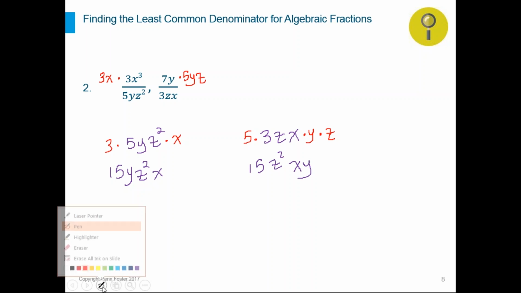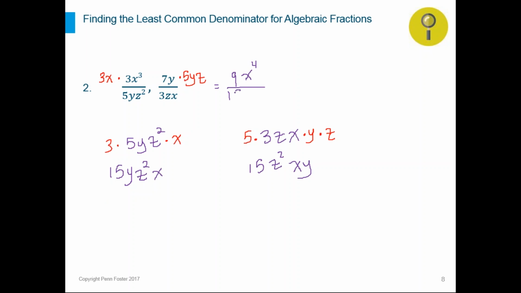Then let's rewrite the fractions in their new forms, having the LCD in each fraction. So I'm going to have 3 times 3 is a 9. X times x cubed is x to the 4th. And then I have my new denominator, which is the LCD. And then I'm done with this fraction.